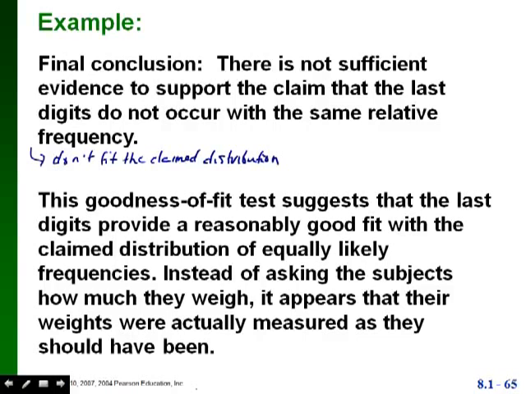So this was our claim. We didn't find enough evidence to support that. Which means we're actually saying that the last digits are a good fit for our claim distribution, which was that all the categories are equal. And that means that the weights were probably actually measured instead of being reported.